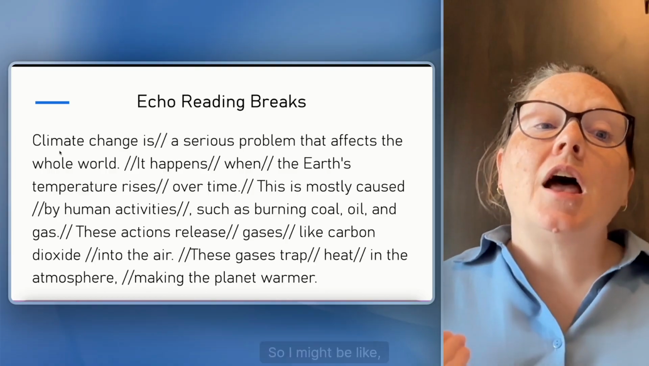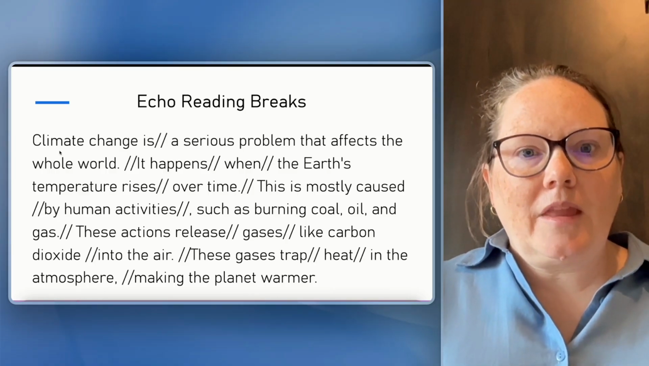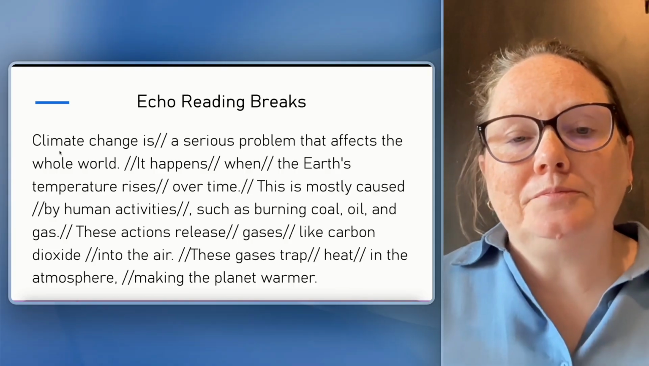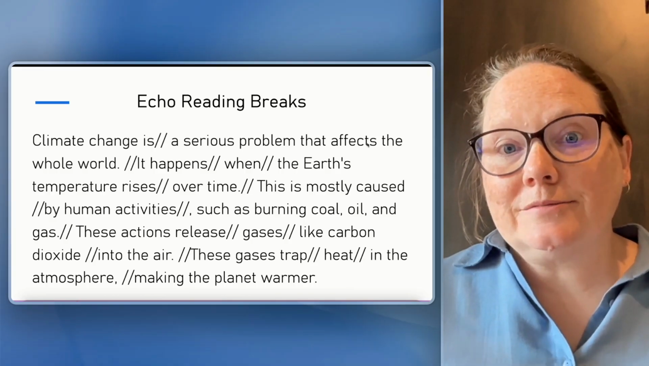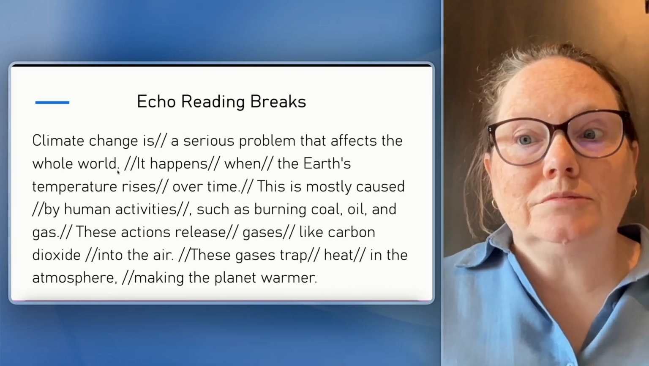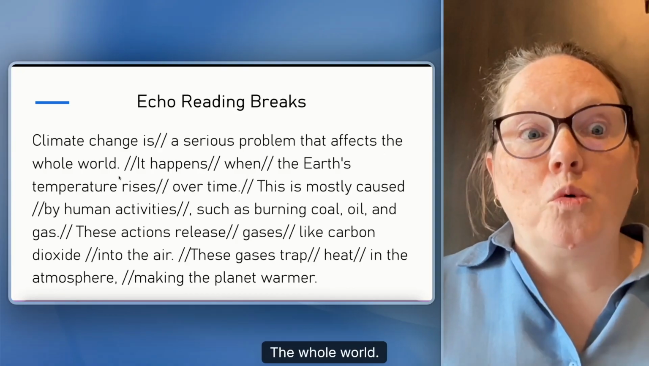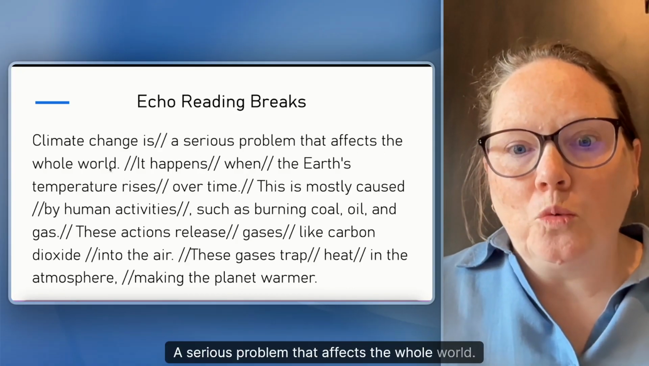So I might be like, climate change is a serious problem. A serious problem that affects. A serious problem that affects the whole world. The whole world. A serious problem that affects the whole world.